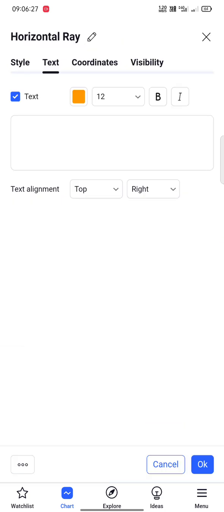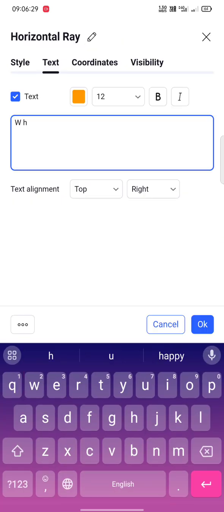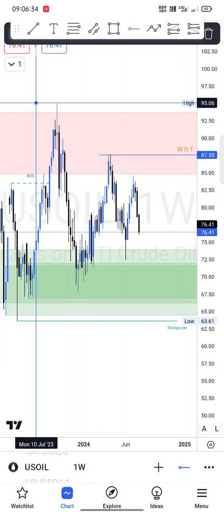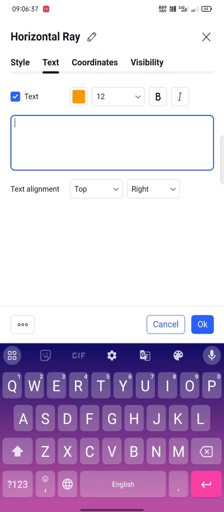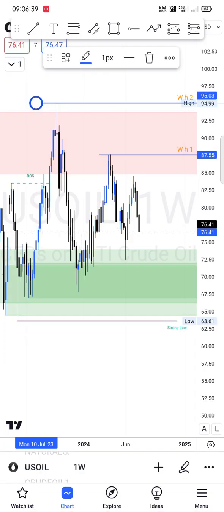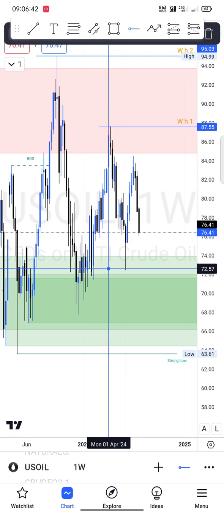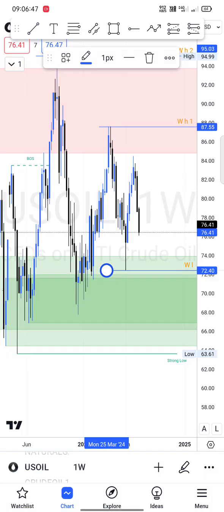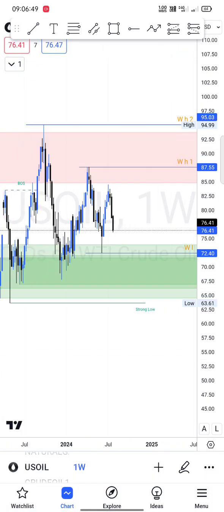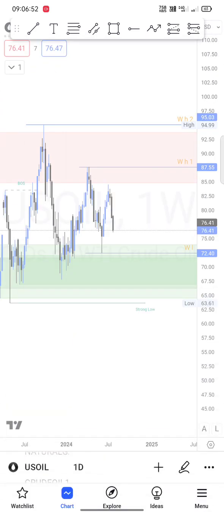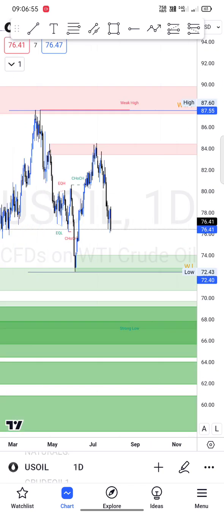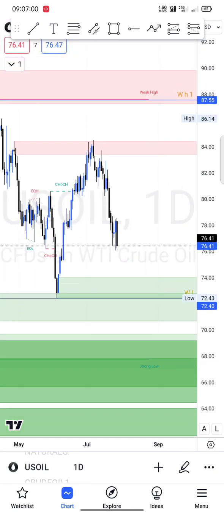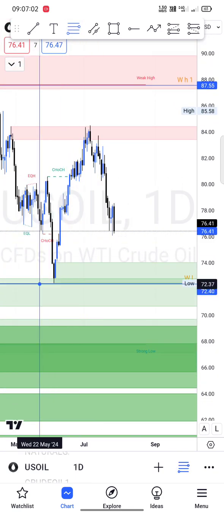This is week high 1. Okay, this is our week high 2. So this is our weekly low. Okay, let's see the daily chart. In daily you can see the market is in a downtrend. I think this is taking a retest now.